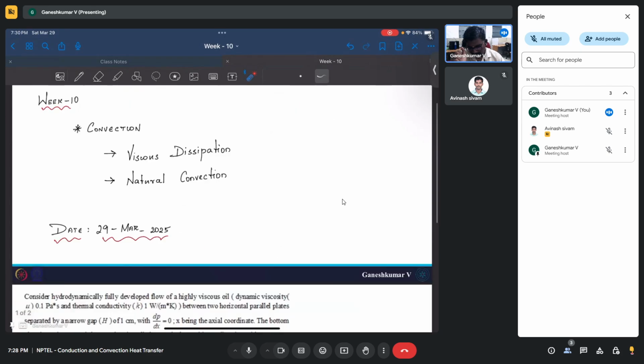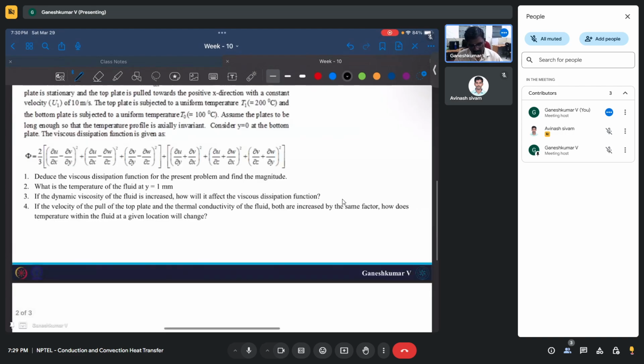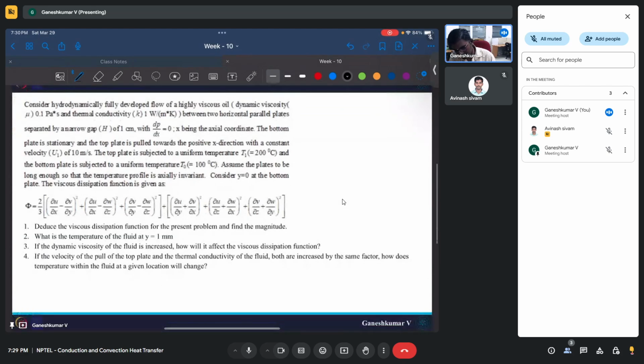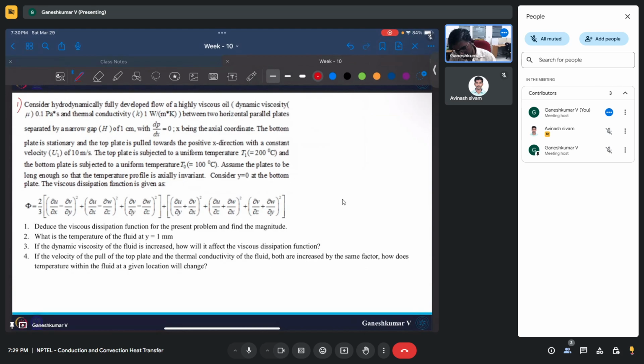Okay. So this is the first problem that we have. I think Avinash Sivam has joined. Thanks for joining, Avinash. So I will go forward and solve this problem. This is the only problem I have for today, and it's related to viscous dissipation. If you have any questions, feel free to stop me anytime. And for the people who are going to view this on YouTube, feel free to come back next week or drop an email. Okay?